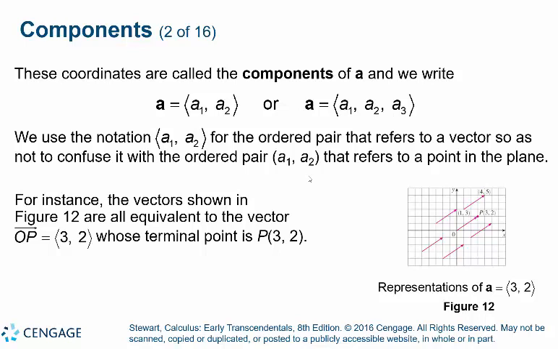We use notation like this for the ordered pair that refers to a vector so as not to confuse it with the ordered pair with regular parentheses that refers to a point in the plane. For instance, the vectors that you see in Figure 12 are equivalent to the vector OP. This vector OP starts at the origin and goes to point (3, 2), so its terminal point is (3, 2).